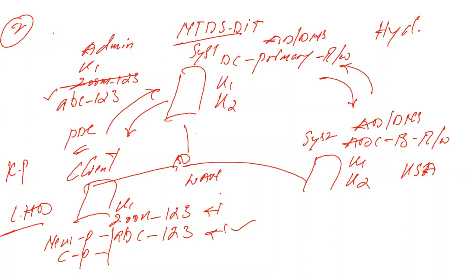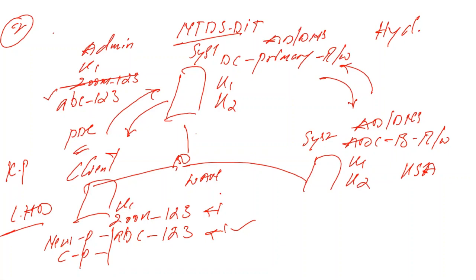Here the PDC will take the India time and the USA time, and synchronize these two times, then the replication will take place. So the PDC job is what? It synchronizes the time between the domain controllers, then replication will take place. So this is the third job.